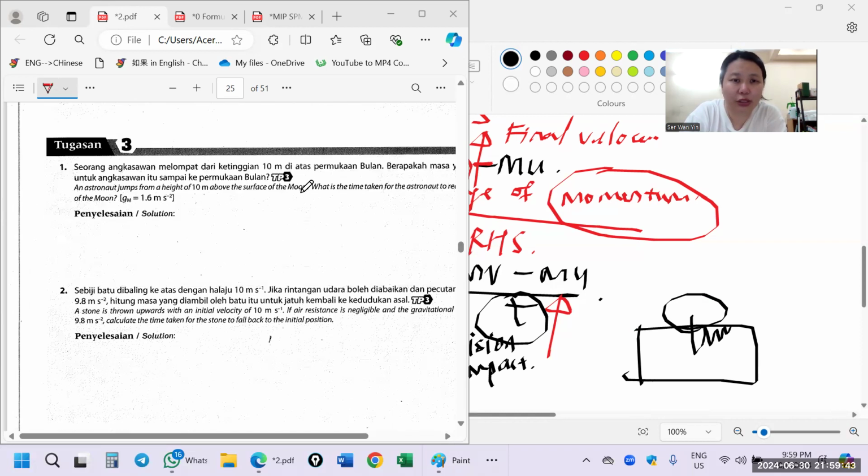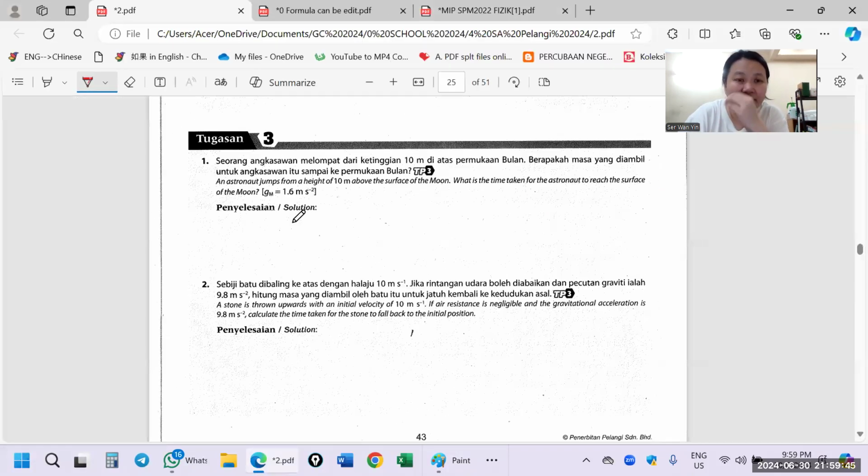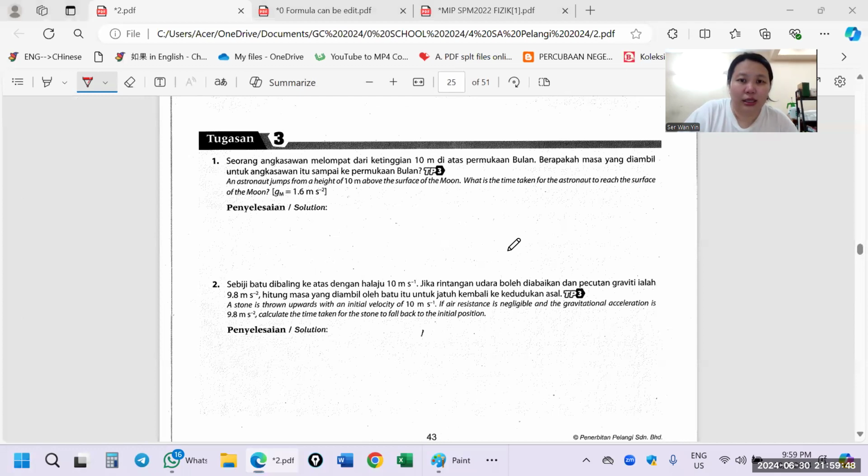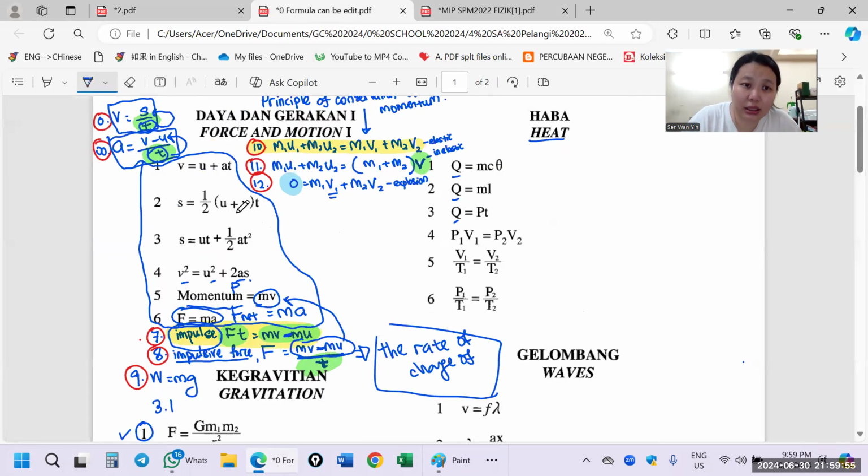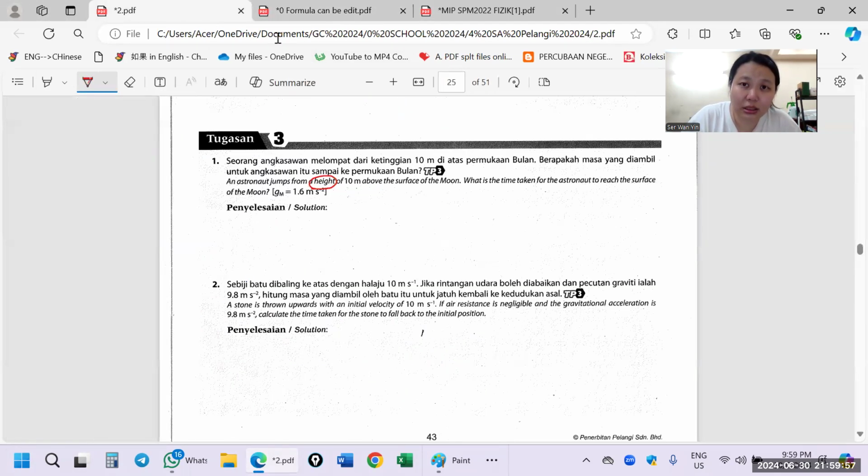Question Tugasan 3, question 1. When they talk about height, it's something like free fall. The astronaut jumps from 10 meters above. What is the time taken for the astronaut to reach the surface of the moon?